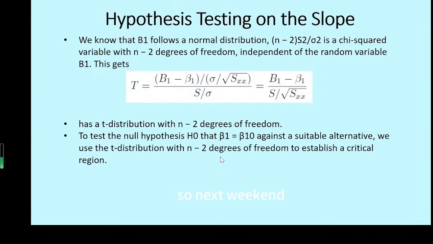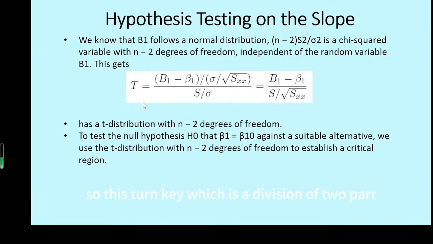So next we can do hypothesis testing on the slope. The slope parameter b1 is the most important, which we will focus on in linear regression. And b1 comes from x and y, and the y value follows a normal distribution, so b1 also follows a normal distribution. And the term (n minus 2) S squared divided by sigma squared follows a chi-squared variable with n minus 2 degrees of freedom.